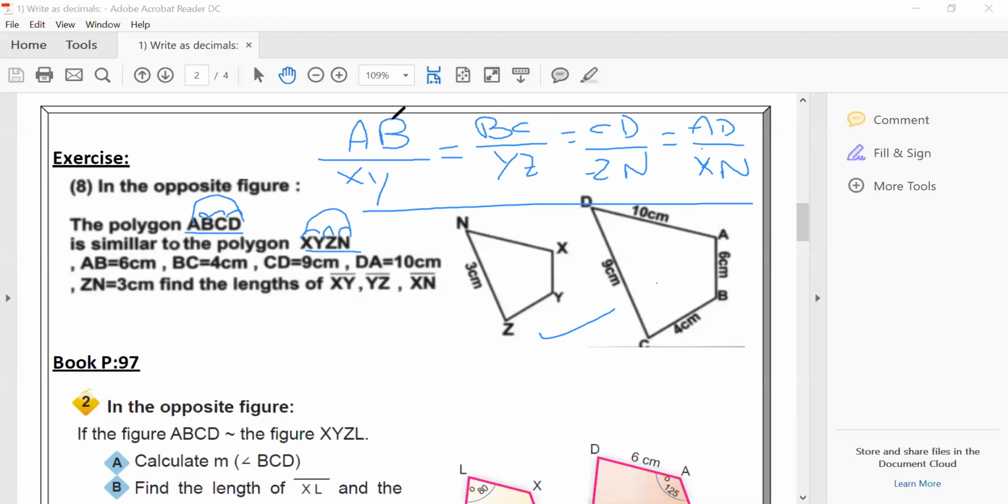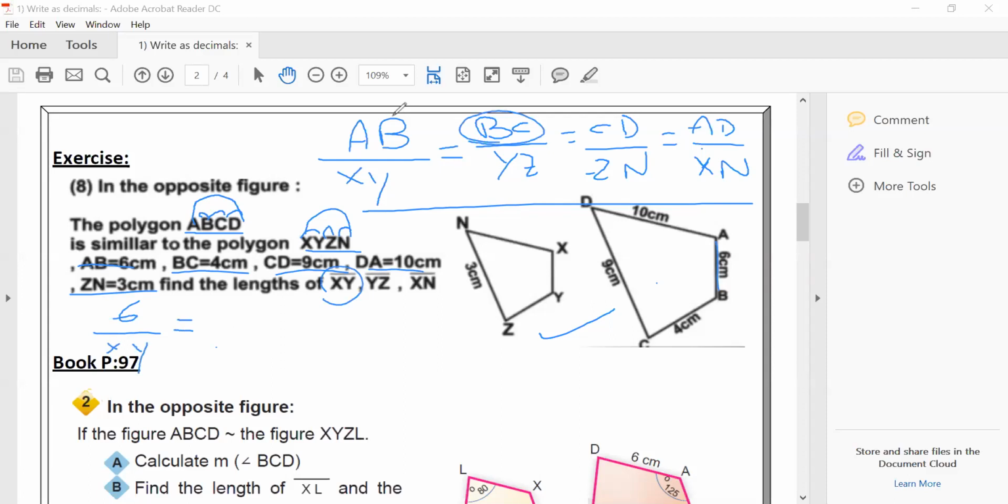What next now? I want to substitute what I have been given in their places. The one which I have its length, I will write it. The one that I don't have its length, I will keep it with letters. So AB, do I have AB? Yes, it is equal to 6, so 6 over XY. Is XY given? No, it is one of the requirements, so I will leave it XY.